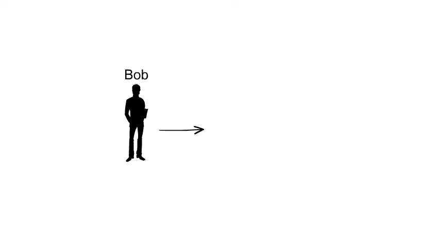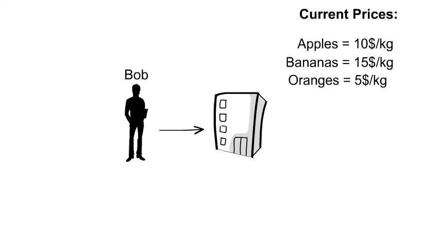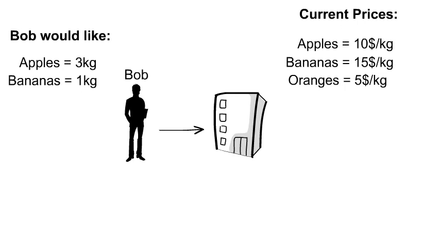Now assume that Bob has decided to shop at said retailer. Suppose that Bob has decided to purchase 3 kilograms of apples, 1 kilogram of bananas, and 3 kilograms of oranges. With the current system, Bob would definitely be parting with $60 should he purchase said goods.